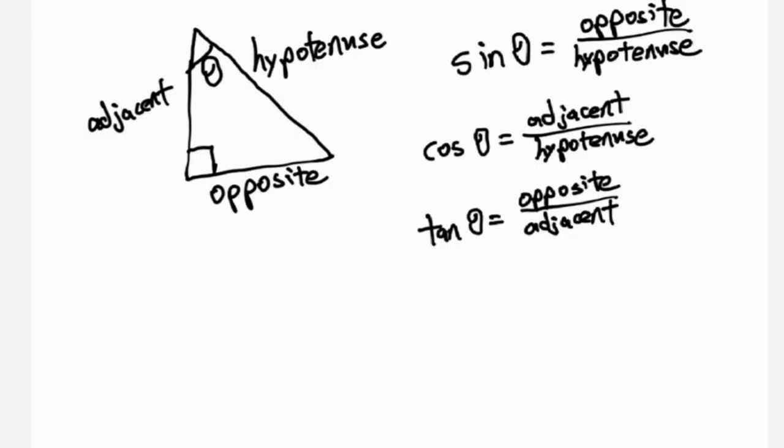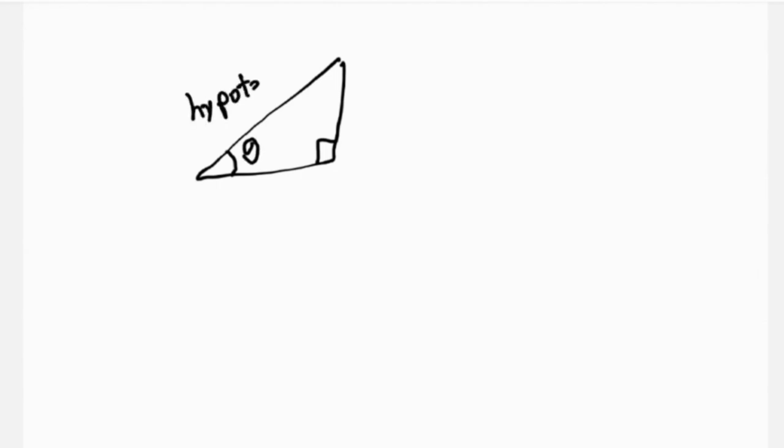Note that this does not only apply for this right-angled triangle. Let's take a look at this other right-angled triangle. Theta is now in a different location. The longest side is still known as the hypotenuse. The side beside theta is still called adjacent, and the side opposite of theta is still the opposite.